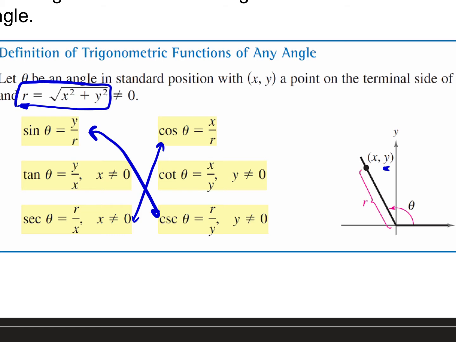So this is super similar to what we were doing, but before, if you remember, our formulas were y over 1 for sine, or x over 1 for cosine. But that's because we were on the unit circle where our radius was always 1. So here our radius is going to be something different. So instead of just being y over 1, it's y over r, whatever our radius is, this length.